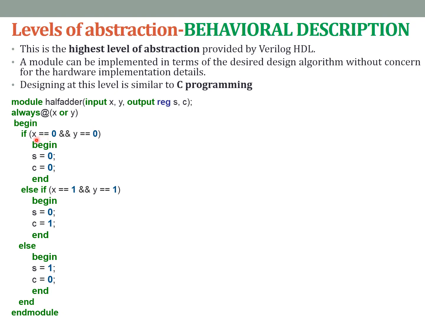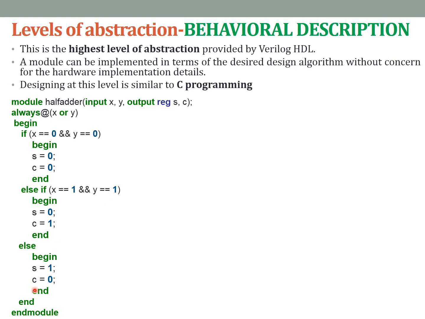So here if you observe, x and y are the inputs, S and C are the outputs, that is sum and carry. We can declare the input and output in the module line itself. So we are checking according to the truth table. We know if inputs x and y are 0, 0, sum is 0, carry is 0. If the inputs x and y are 1 and 1, the sum is 0, carry is 1. Else, if any one of the input is high, the sum is 1 and carry is 0.